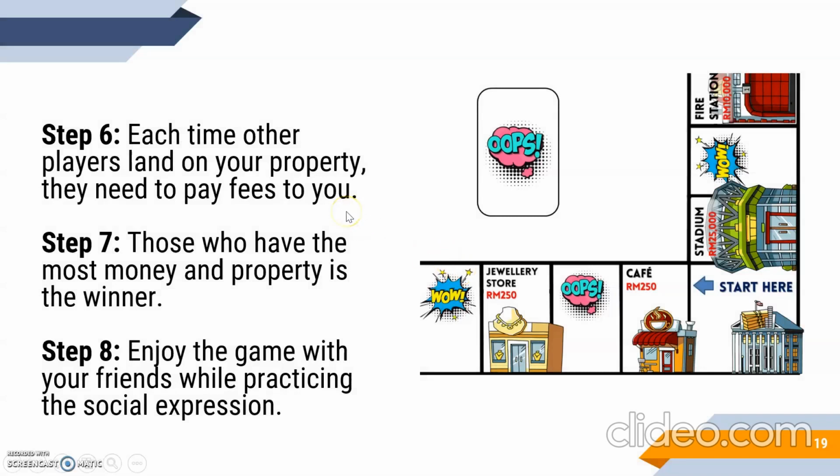Next step is each time other players land on their property, they need to pay fees to the owner. For example, if this cafe here is yours, they will need to pay 250 to you. At the end of the game, the player who has the most money and property will be the winner. The most important thing in this strategy is actually for the learners to have fun while learning.